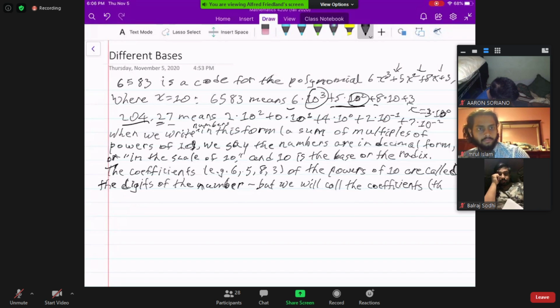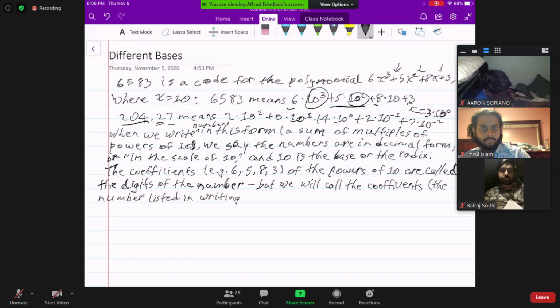Coefficients, namely the numbers listed in writing the whole number. So we will call the coefficients, that is the numbers, the numbers listed in writing the entire number, we'll call them digits anyway.